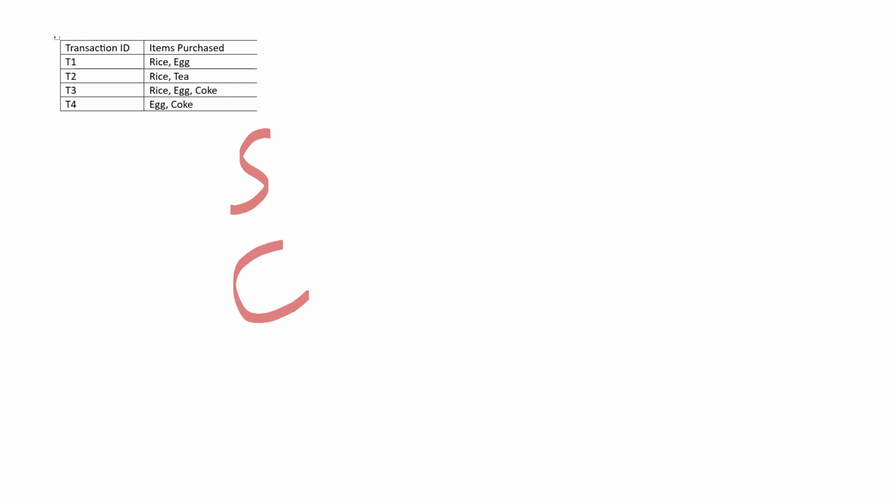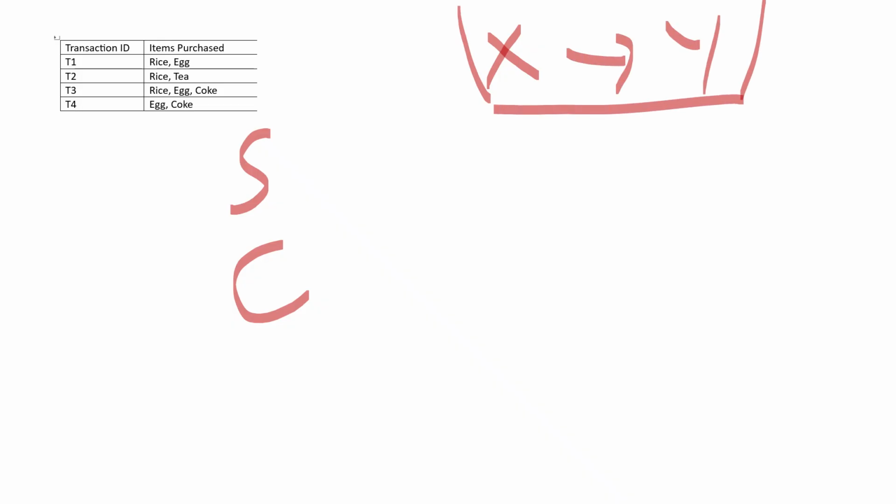Support means suppose if X is one item or set of items and Y is another set of items, we can find this association between X and Y. Suppose as per this example, we found that rice and eggs are bought together and coke and egg are bought together. Then along with that, we are having two more parameters called support and confidence.